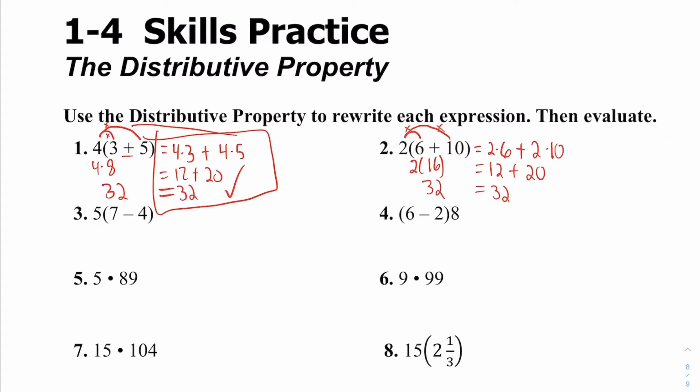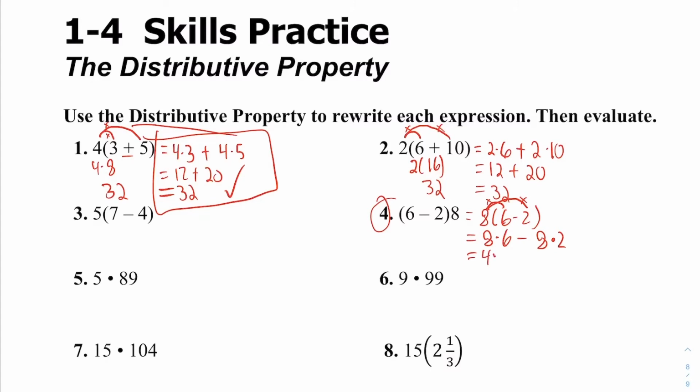Since we just did the properties of numbers yesterday or the day before, it should also be true that in number 4, (6 minus 2) times 8 is the same thing as 8 times (6 minus 2). You don't have to put the 8 in front, but just to keep it the same as the last two, I will. So this is equal to 8 times 6 minus 8 times 2.